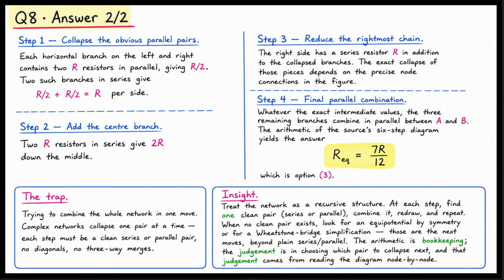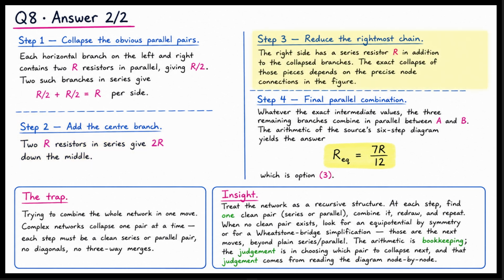Step by step for this network. Step 1. Each horizontal branch on the left and right contains 2 R resistors in parallel, giving R/2 per branch. 2 such branches in series give R/2 plus R/2 equals R per side. Step 2. The center branch has 2 R resistors in series, giving 2R down the middle.